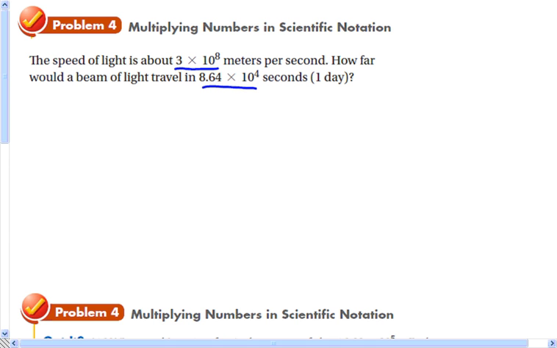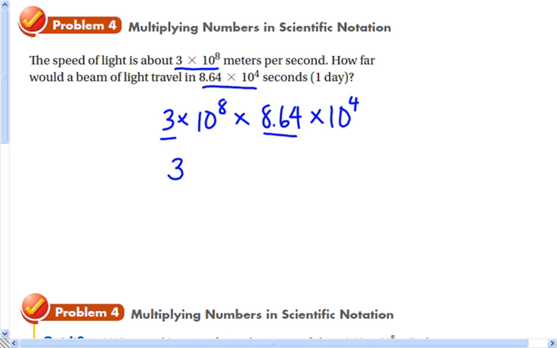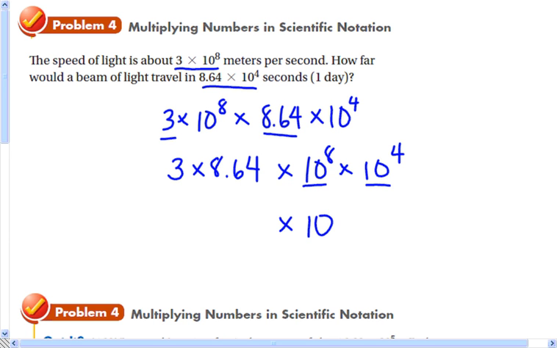So this is a multiplication problem, so we need to do 3 times 10 to the 8 times 8.64 times 10 to the 4. And I didn't put in parentheses there because I know multiplication is both commutative and associative, so essentially the parentheses don't matter. So what we're going to do is rearrange it, so we're doing 3 times 8.64 times 10 to the 8 times 10 to the 4. Well, looking at this, we can determine that we are multiplying by 10 a total of 12 times.